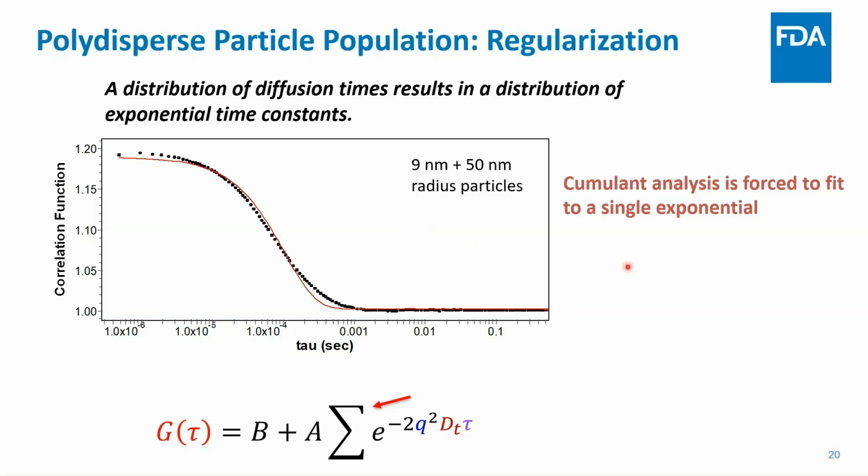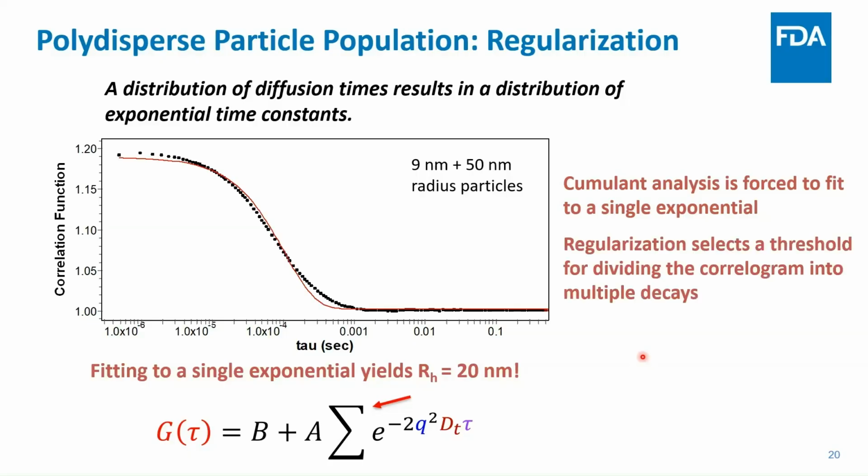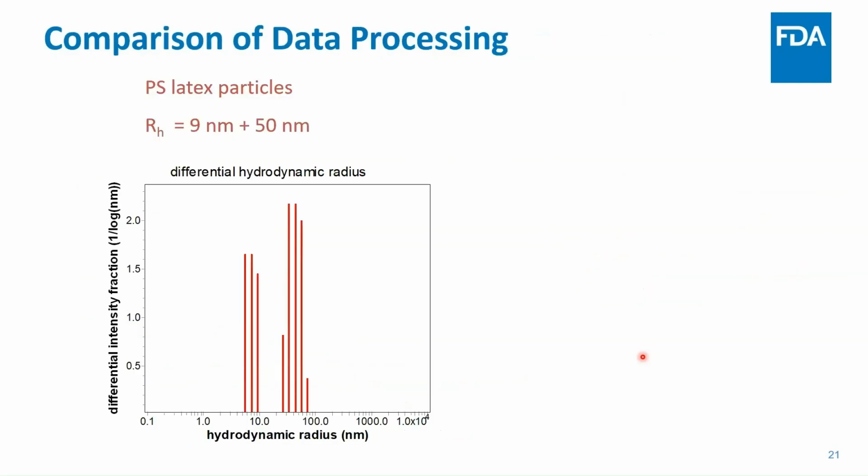And again, you can do a number of summations of this. For this, a single fit will yield an RH of 20, which obviously is not representative of the sample. So if you apply regularization, you can actually divide the correlogram into multiple decays in order to get some approximation of the actual distribution in it. And so when we look at this after regularization, you can see that we do see 2 peaks.